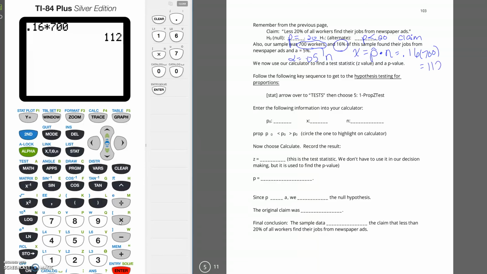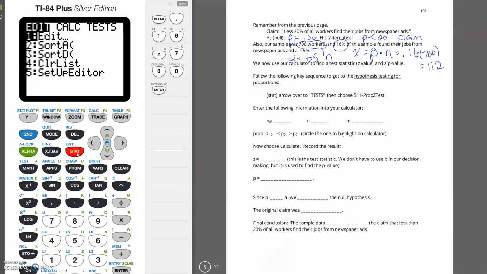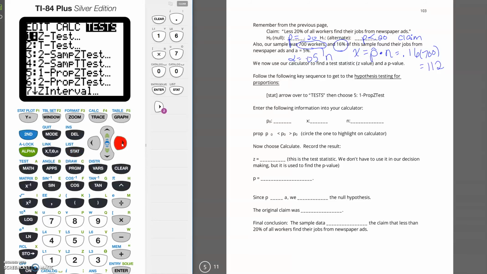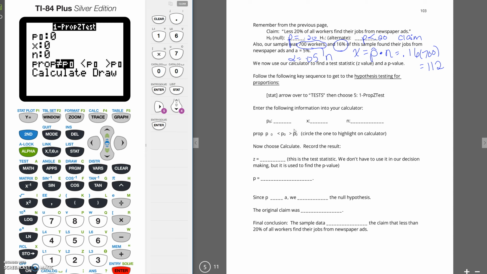So that's our X. Okay, so when you're doing a hypothesis test for a proportion, and you're doing a percentage here, we're going to hit the stat button. We're going to use the right arrow to go over to tests. And then we're going to choose number 5, which says 1-PropZTest. So we'll hit enter. And then it's going to ask us for this information. So P0, or P null, is what we use in H0. So that's our 0.20.